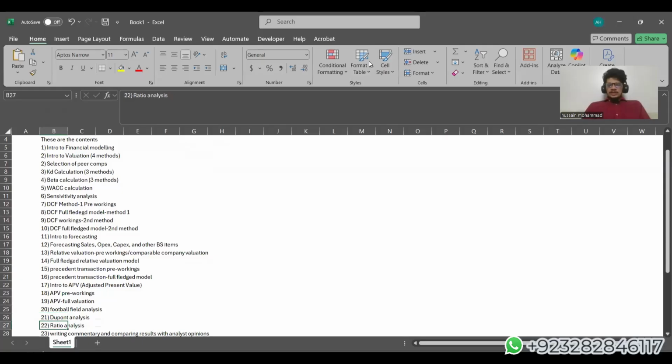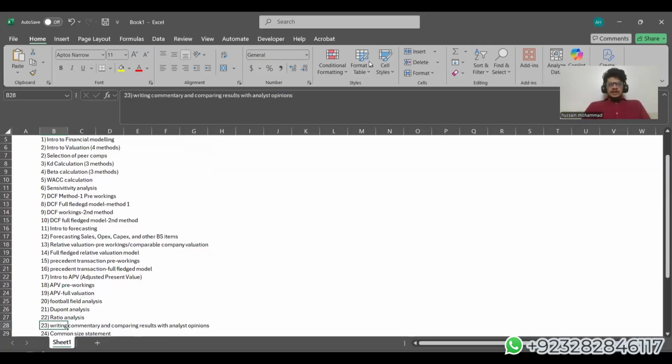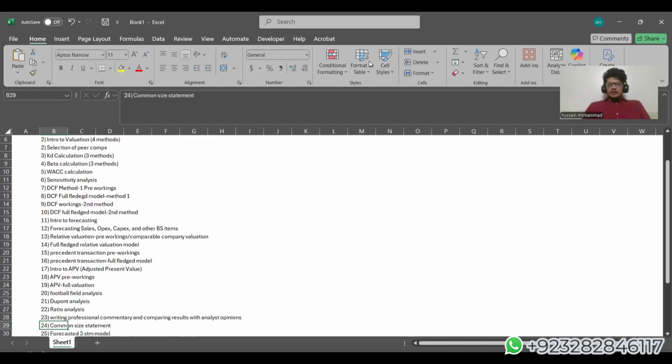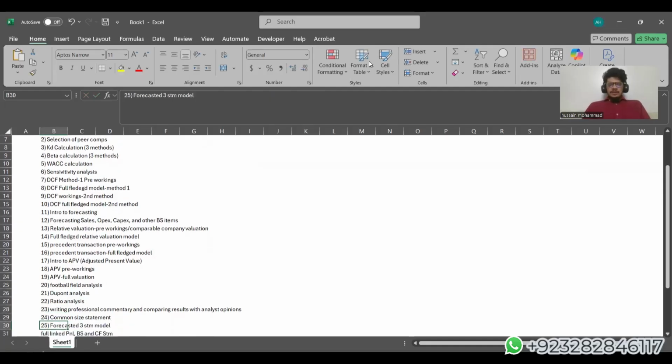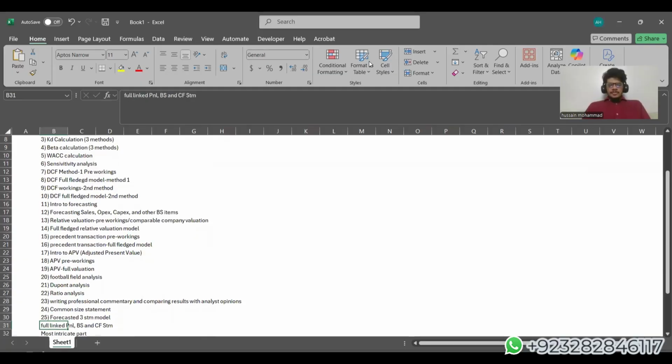We will do ratio analysis and writing professional commentary. It's not just important to calculate the ratios. If you're making a professional model, you have to be able to write professional commentary as well, and compare results with analyst opinions. Common size statement, and the forecasted three statement model we will learn.